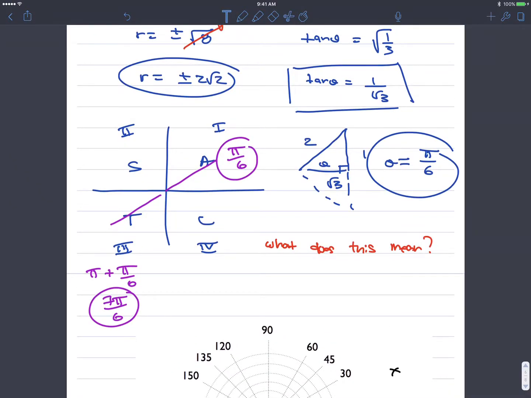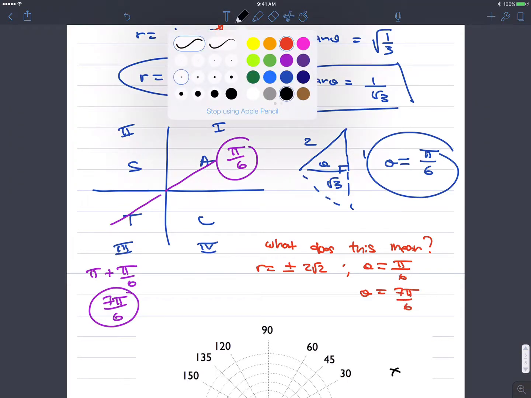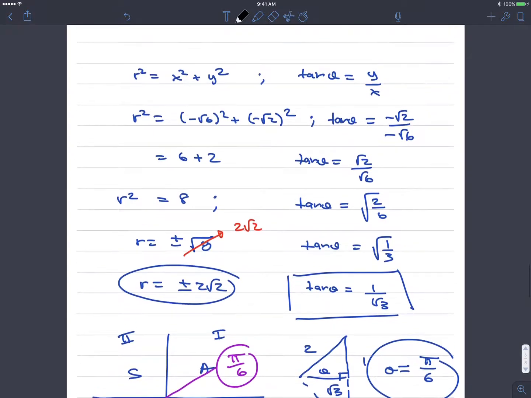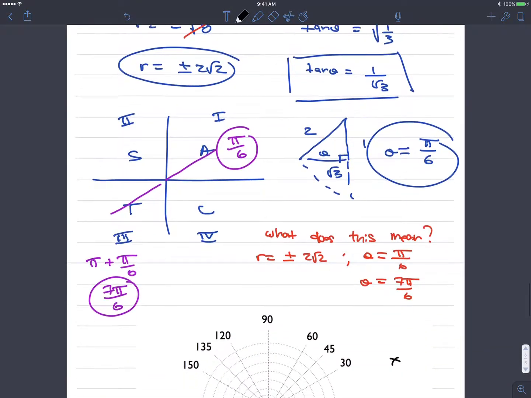What do I have? I have two values for r. So I'll say r is plus or minus 2 square root of 2. Theta is pi over 6. Theta is 7 pi over 6. Double check. My rectangular coordinates are really negative square root of 6, negative square root of 2.